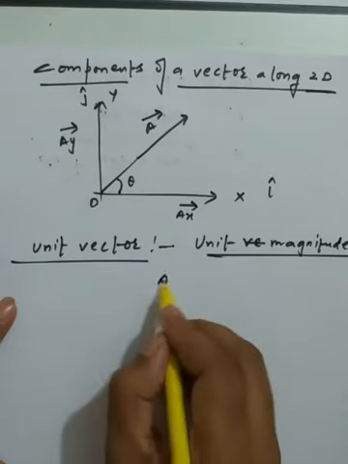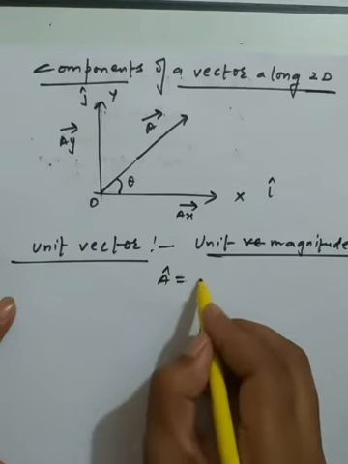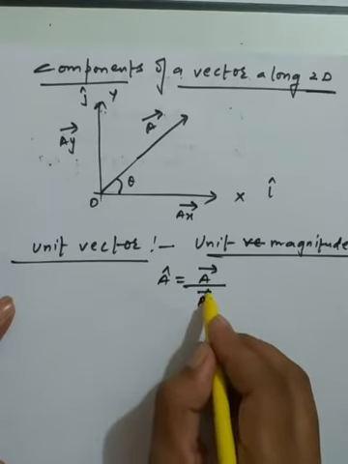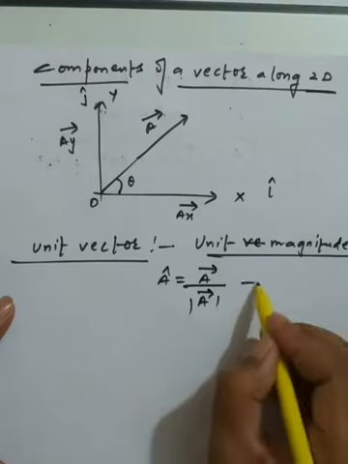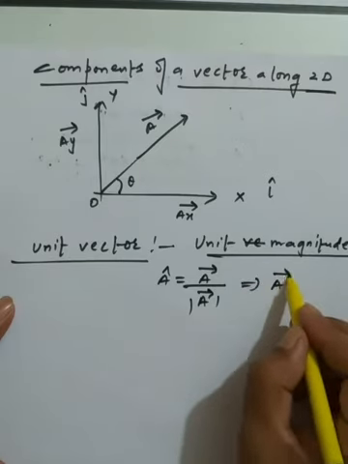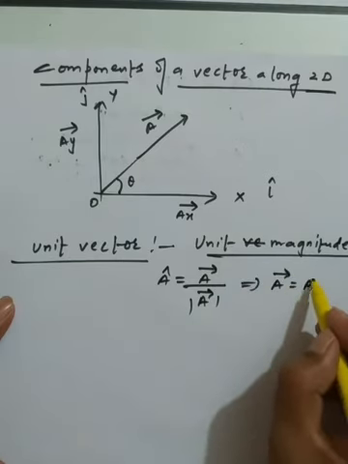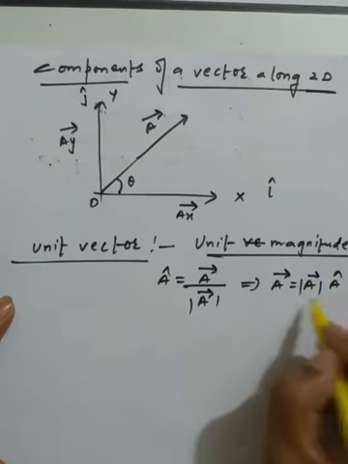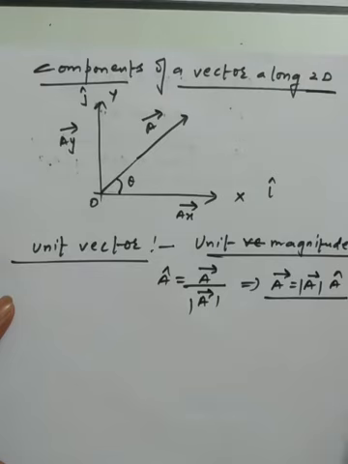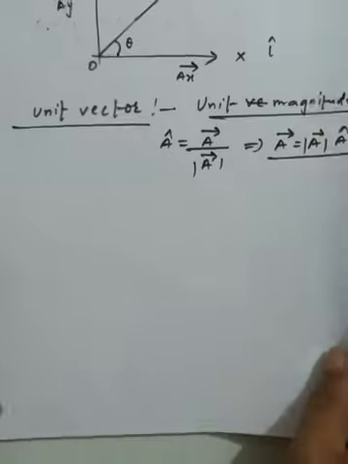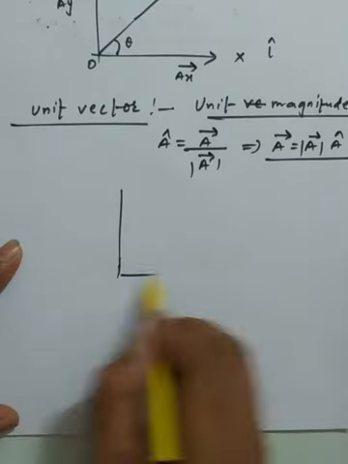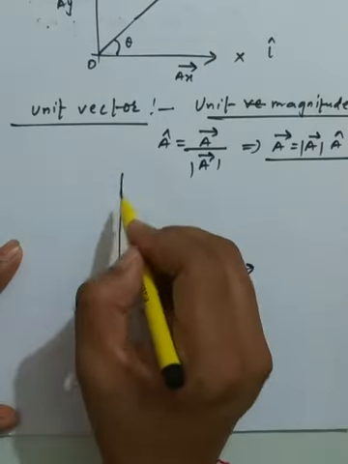We represent it with a cap on a particular alphabet, and the vector concerned is divided by its modulus. So whenever I represent the vector a, the modulus or magnitude of the vector a multiplied by the unit vector converts it into the unit vector. Here I am making a little change in the diagram, with the symbolic representation.